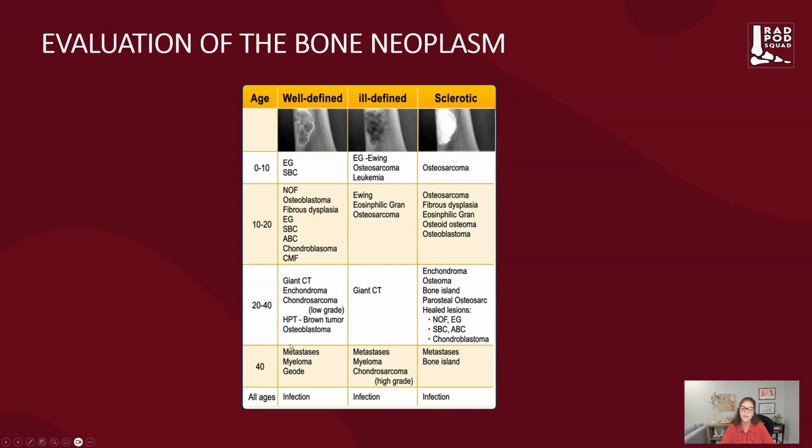Over 40, we're talking mets, myeloma, subchondral cysts. For the ill-defined category, mets, myeloma, chondrosarcoma, and for our sclerotic portions, mets and bone islands. And in all ages, we'll be looking for infection in each of these categories. So the age can be an extremely important predictor of what the differential diagnosis is.